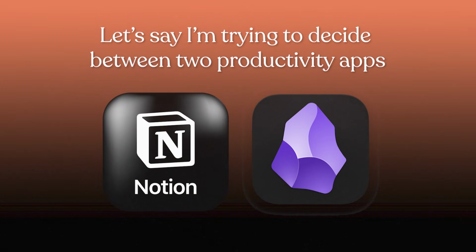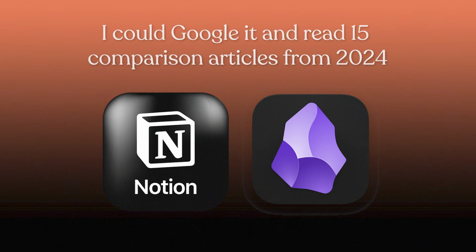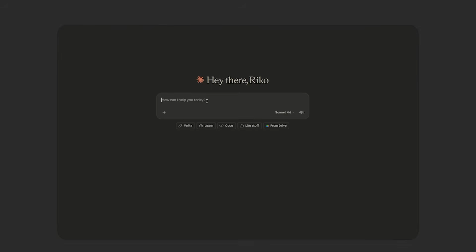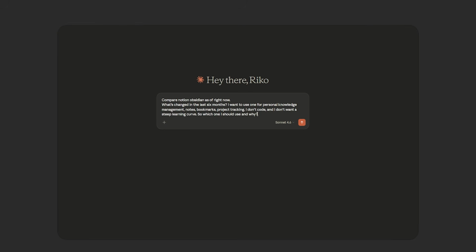Let's say I'm trying to decide between two productivity apps, Notion and Obsidian. I could Google it and read 15 comparison articles from 2024, or I could just say to Claude, compare Notion and Obsidian as of right now, what changed in the last 6 months? I want to use one for personal knowledge management, notes, bookmarks, project tracking. I don't code and I don't want a steep learning curve. So which one should I use and why? So you can see what's happening.